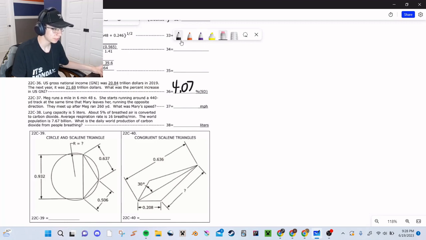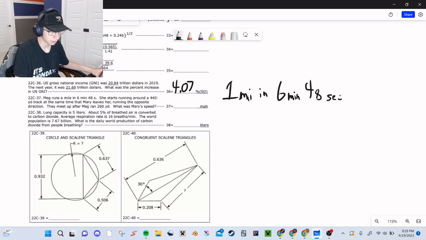Okay, 37. So Meg runs a mile. So 1 mile in 6 minutes 48 seconds. Right, so that's basically 6 plus 48 over 60 minutes, right?